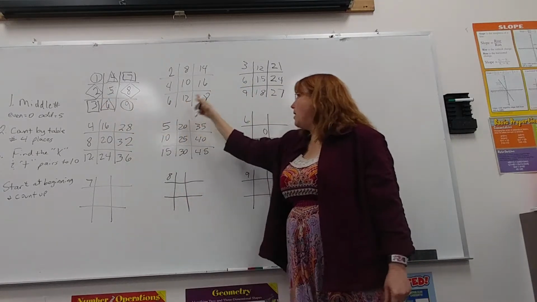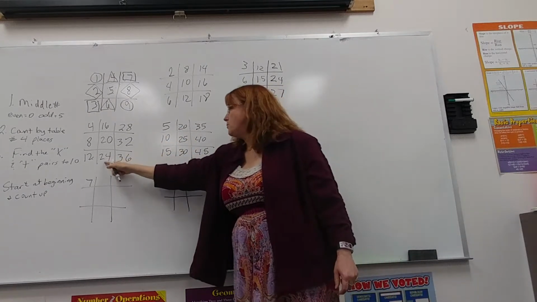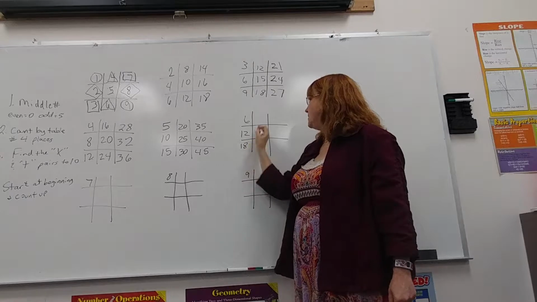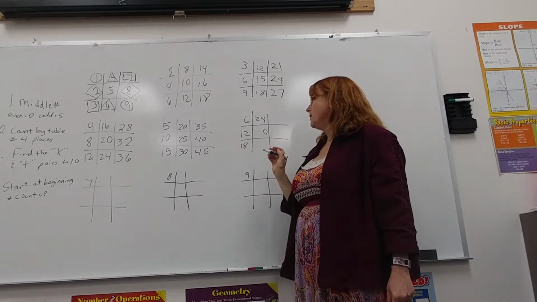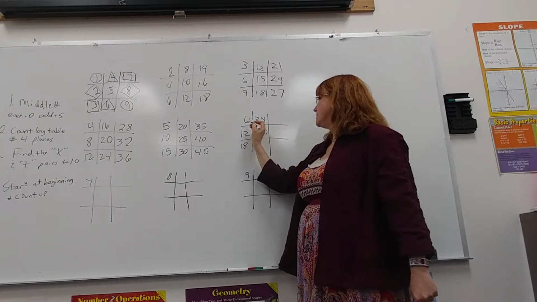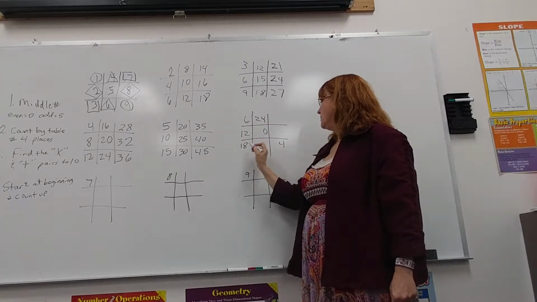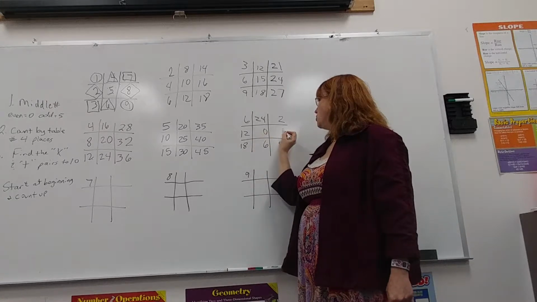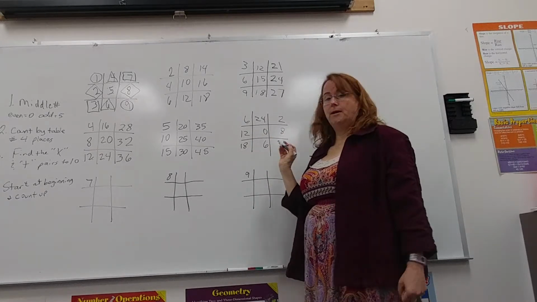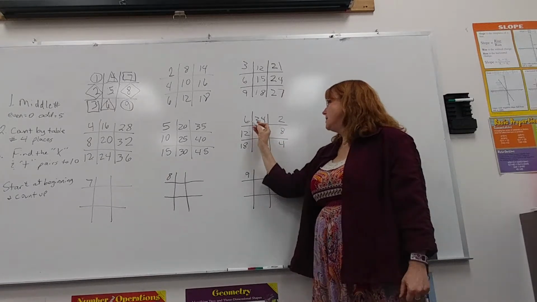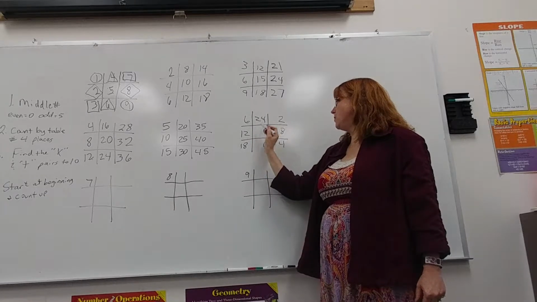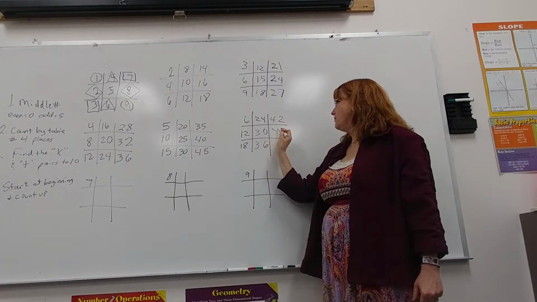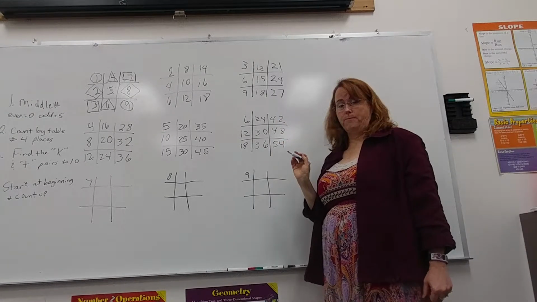6, 12, 18, 24. You repeat that. 6, 12, 18, 24. Our X and our plus: 6 and 4, 8 and 2, 4 and 6, 2 and 8. Now we start at the beginning. 6, 12, 18, 24, 30, 36, 42, 48, 54.